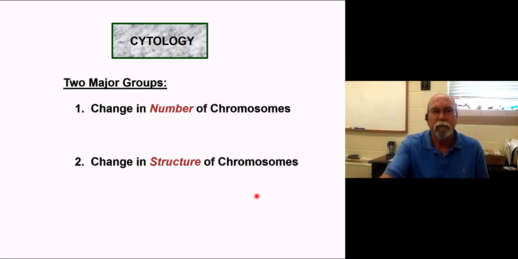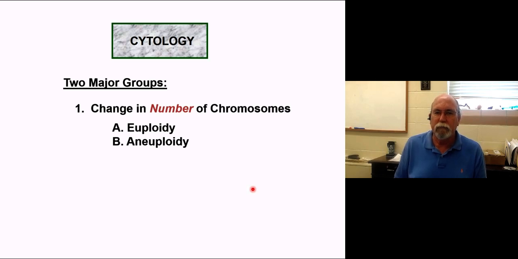Now, for the first part of this, we're going to concentrate on the number of chromosomes. And then we'll move on in the later lectures to talk about structure. But for right now, we need to talk about definitions for both of these, okay? All right. Within the number of chromosomes, we have two big terms. One's called euploidy, and the other is called aneuploidy.